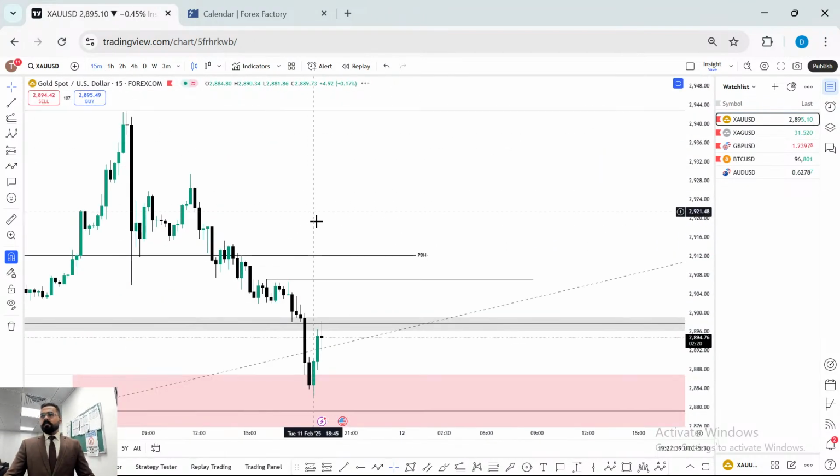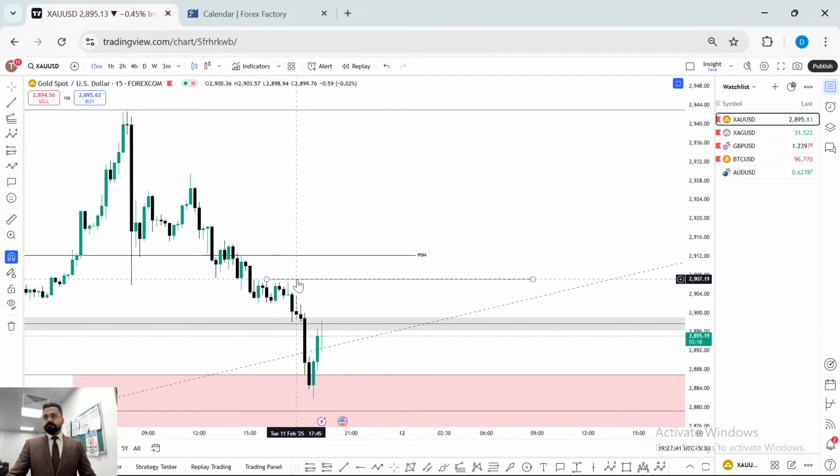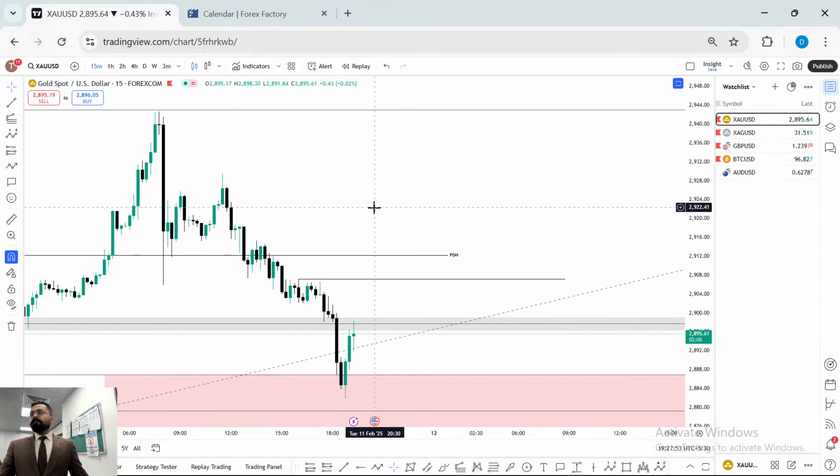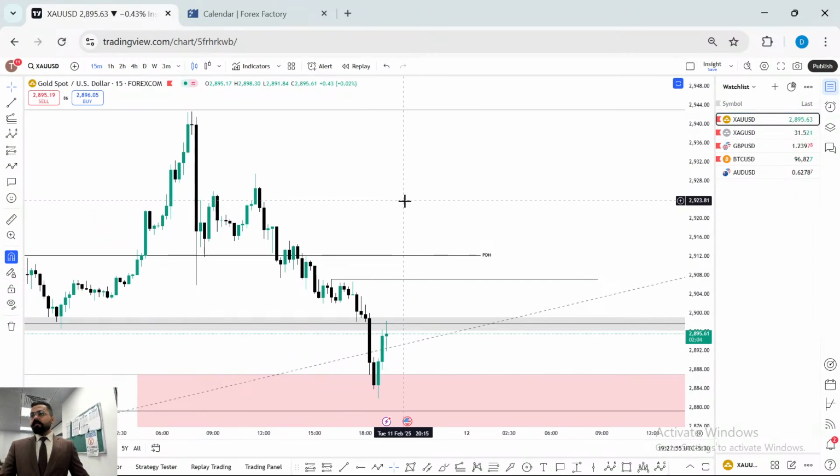We will wait only for this to happen, and I think that it can happen after the news. This is what we can expect after the news, but let's see. We'll analyze, and if we find any other setup, we'll let you know.